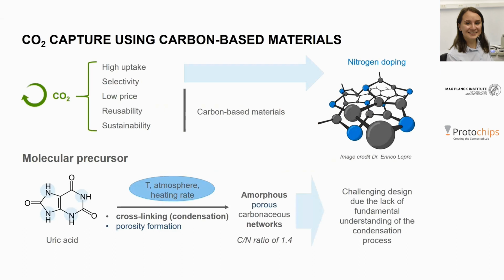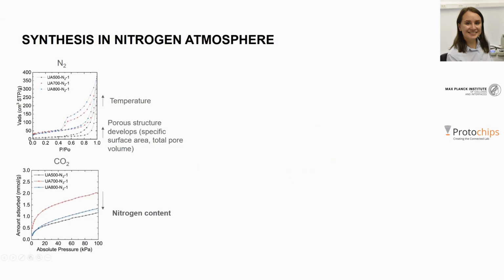We performed the condensation of uric acid in the nitrogen atmosphere by heat treating it at 500, 700, and 800 degrees, with a heating rate of 1 degree per minute. In the names of the samples, UA stands for uric acid, followed by the temperature, and then the atmosphere and the heating rate. So first, we analyzed the pore structure and CO2 absorption capability of the obtained materials by performing physisorption experiments. You can find a detailed description of the isotherms in the paper, but here I would like to highlight the general trends.